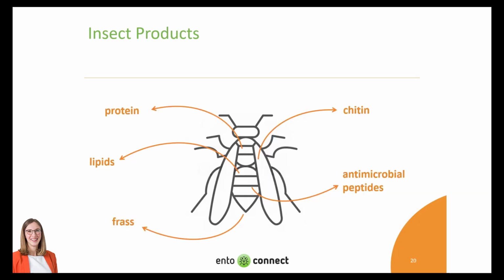What can we get from insects by rearing them? I think the main product we are all familiar with is protein, also lipids, then the frass. The manure from the insects can become very valuable as a fertilizer. Also, chitin can be a very interesting product, and what's still quite new but could play an important role in the future are antimicrobial peptides.